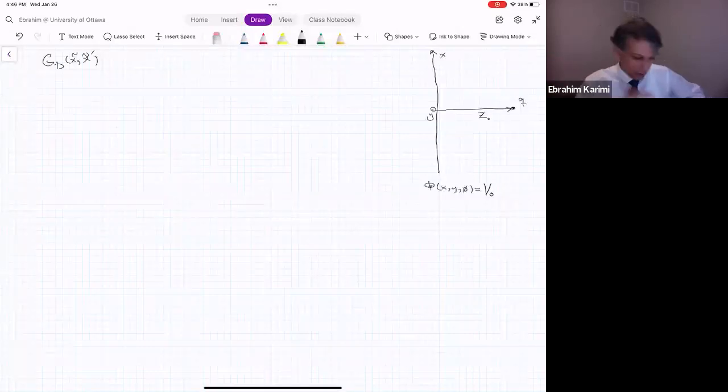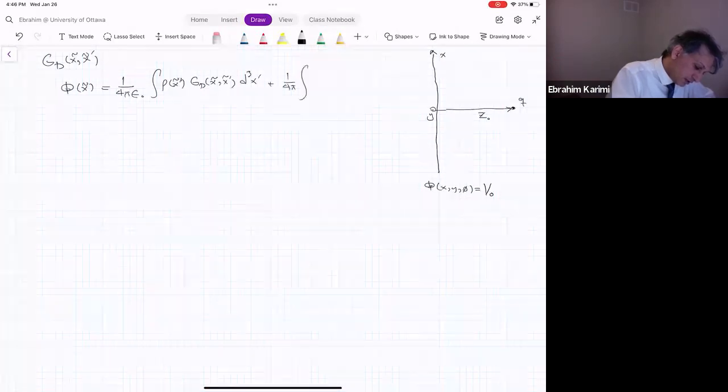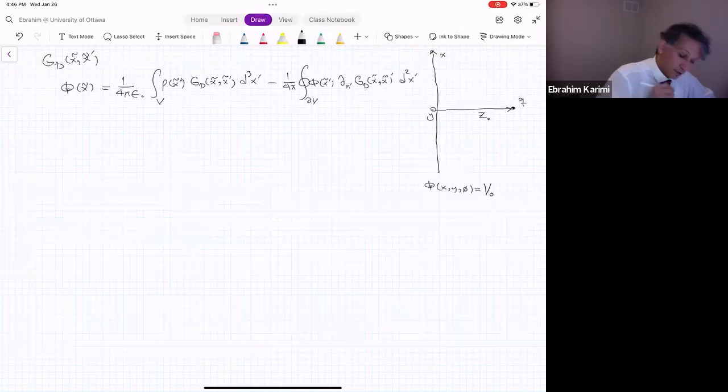Do you recall? So if you recall, phi of x for the Dirichlet boundary condition was this function: the integral of rho of x prime GD of x and x prime d3x prime, plus 1 divided by 4 pi, I think it was minus, the integral of phi of x prime times the derivative in the direction of n prime of GD of x and x prime d2x prime. That's on the surface.